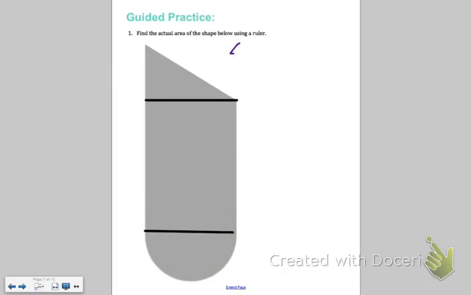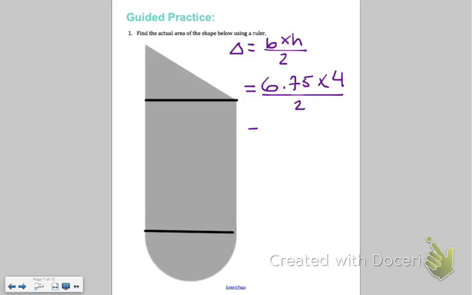The first thing I'm going to do is find the area of the triangle. So our formula is base times height divided by 2. So the area of the triangle is going to be equal to 6.75, the base, times a height of 4, and we're going to divide that number by 2. So 6.75 times 4 will give us 27. Divided by 2 will give us 13.5 centimeters squared. So this is the area of our triangle.